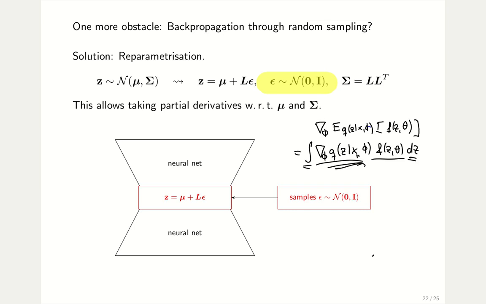So we scale this sample epsilon by L, and L is kind of the square root of the covariance. So remember maybe the Cholesky decomposition. And then we also add the mean. And if we do this affine transformation, we know that this transformed random variable follows this mu, sigma Gaussian distribution. Okay. Now, how is this relevant?